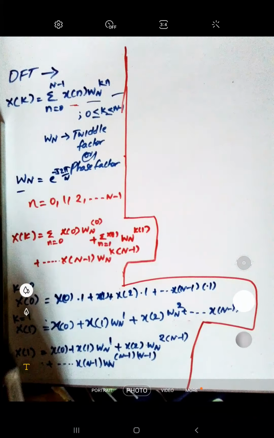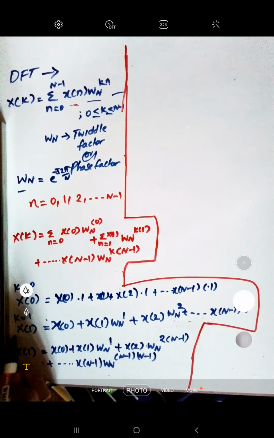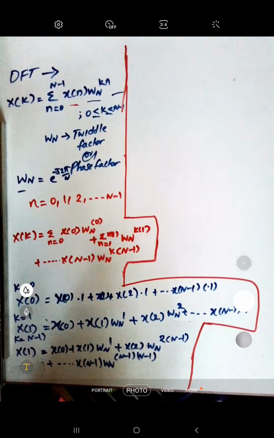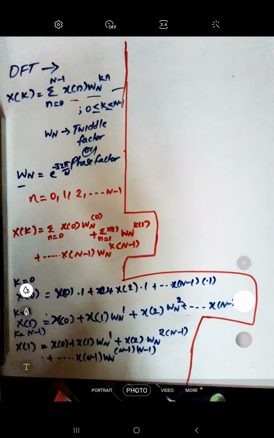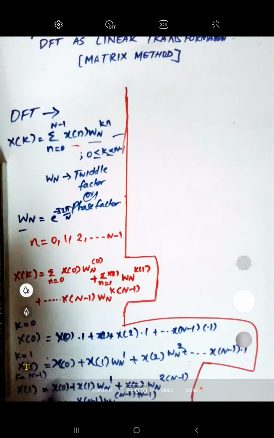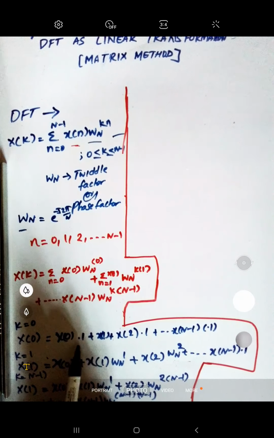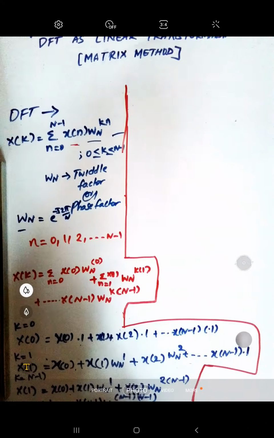Here we are taking k equal to 0, k equal to 1, up to k equal to N minus 1. From these, we have to write all the values in a matrix method. In the matrix, we need to write the W_N values. First of all, we have to note the W_N values. From the first row, the W_N value is 1. Let us write it in a matrix method.